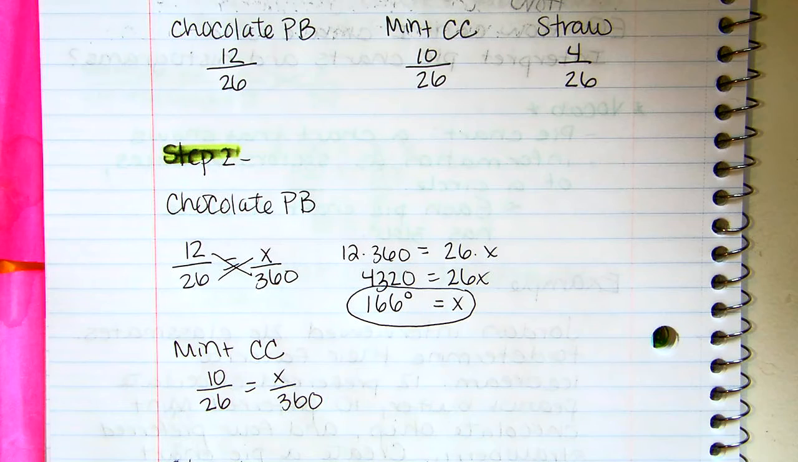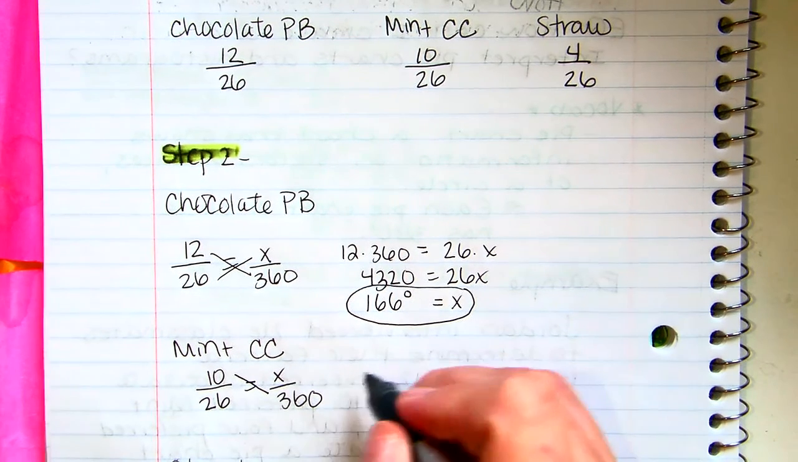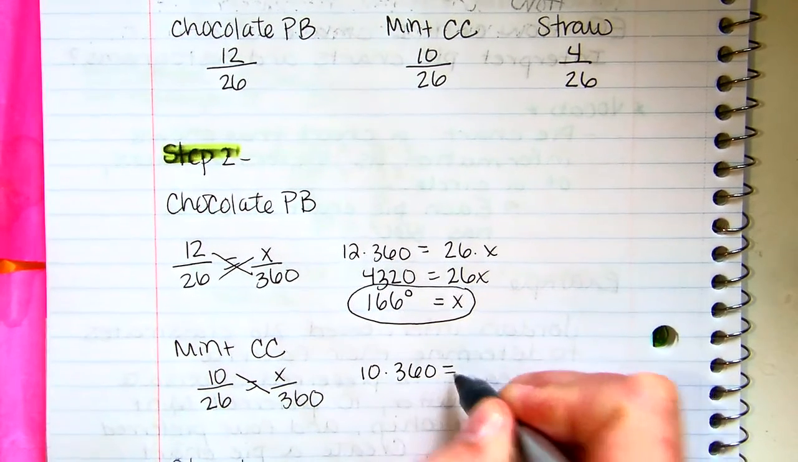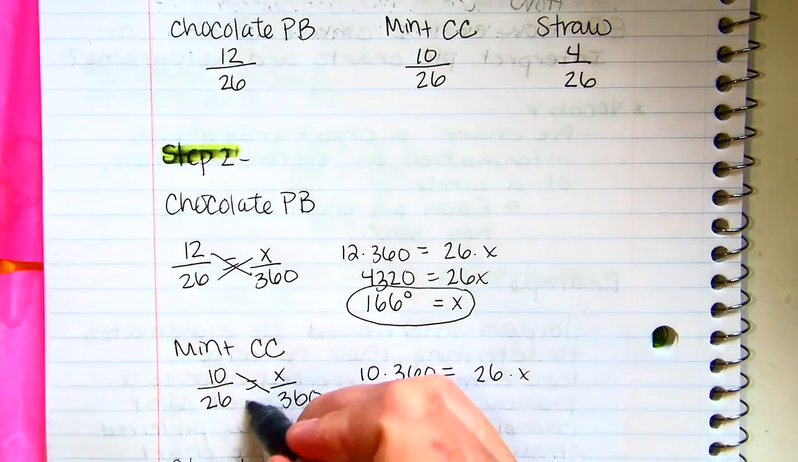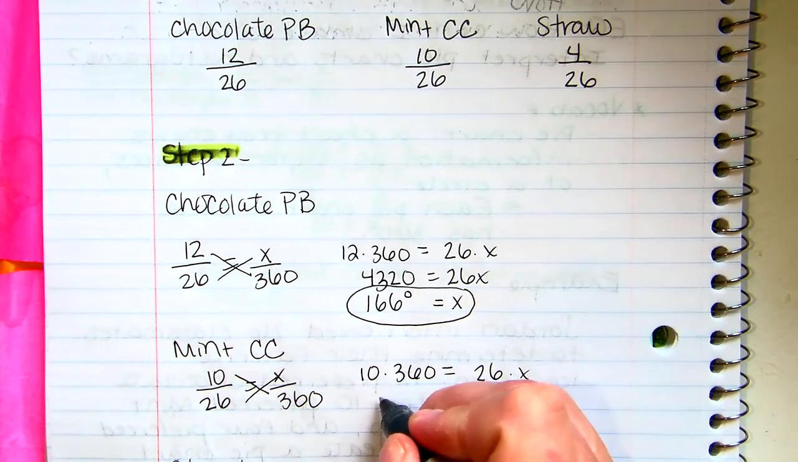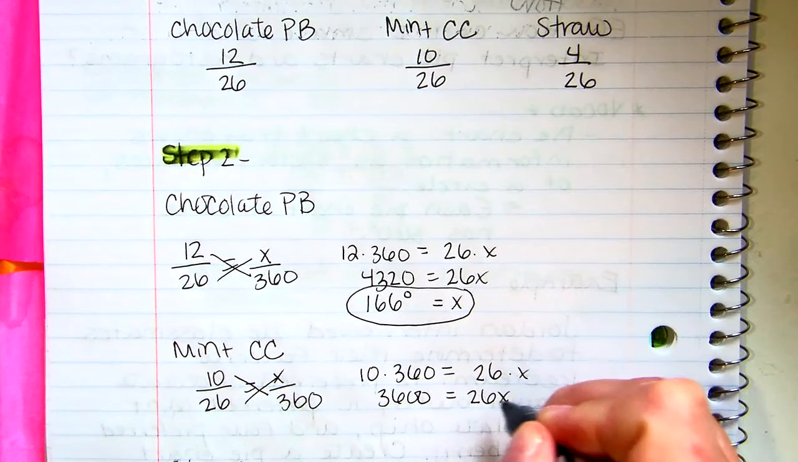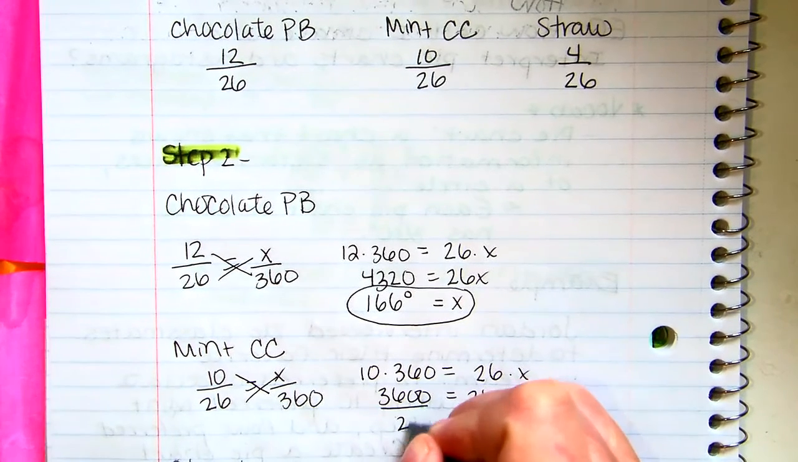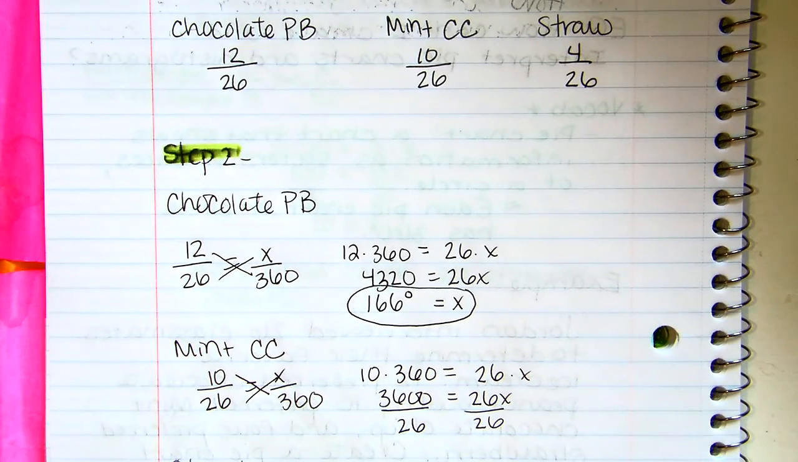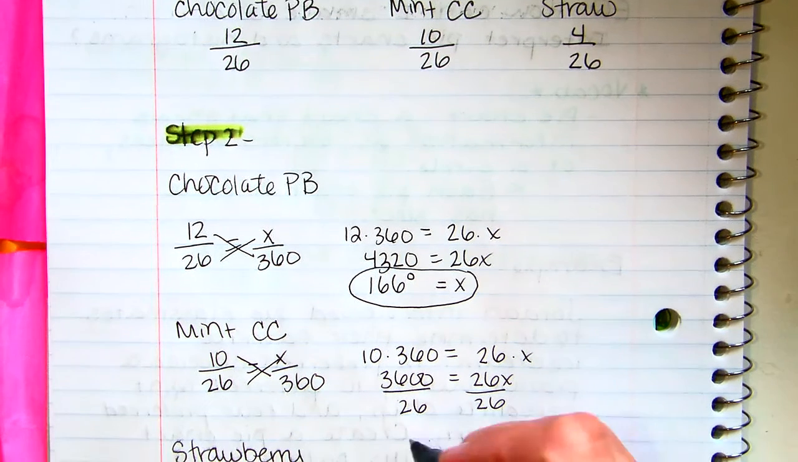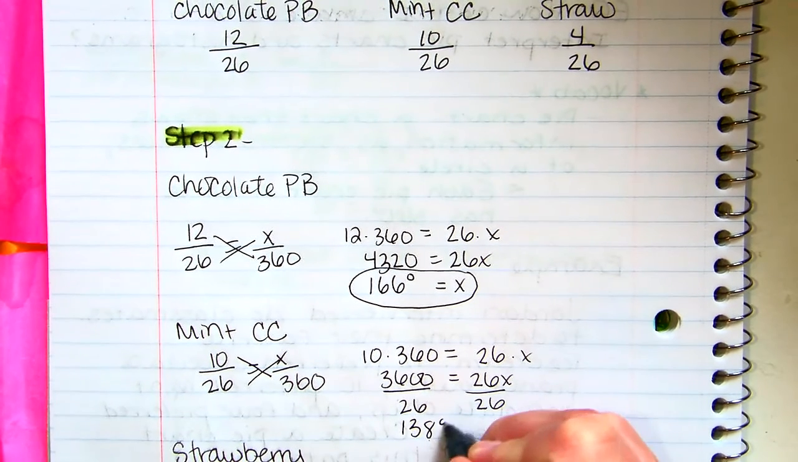So I'm going to go 10 times 360, and I'm going to set that equal to 26 times x. So 10 times 360 happens to be 3,600, and that's going to equal 26x. Now I'm going to divide by 26 on both sides. When I do that, I happen to get 138.4 degrees. Now, once again, we're going to round here, so I'm going to stick with 138. So 138 degrees equals x.